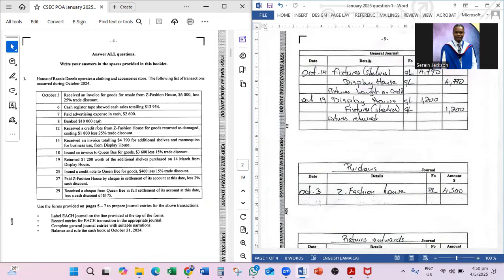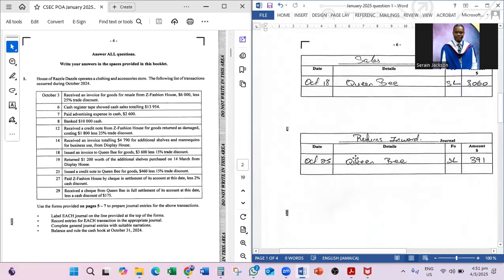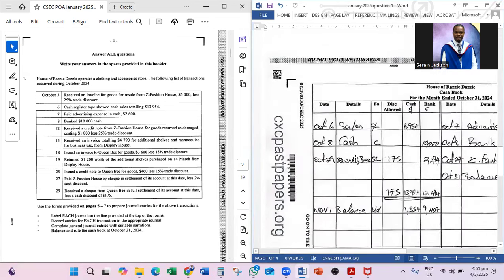The second transaction: cash register tape showed cash sales totaling 13,000. And you know that that's a cash book item. So here is the cash book. Let me just show you the cash book. The fact that it says cash register tape showing cash sales means that you are selling goods and you are receiving cash. That is the reason why it is in the cash book, because cash is involved, and it will be on the debit side.